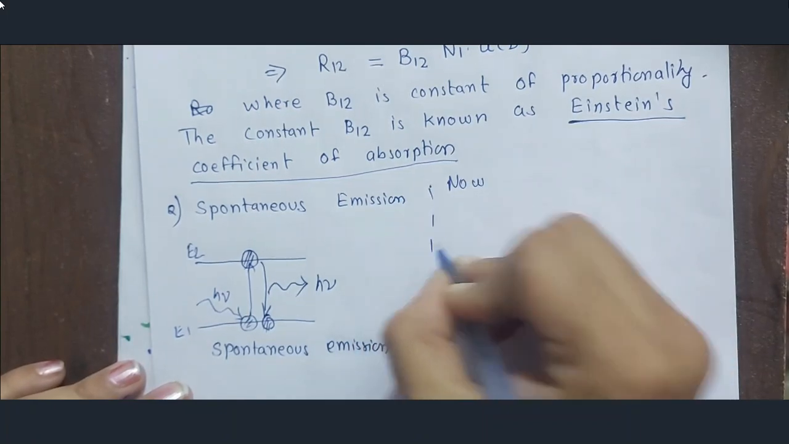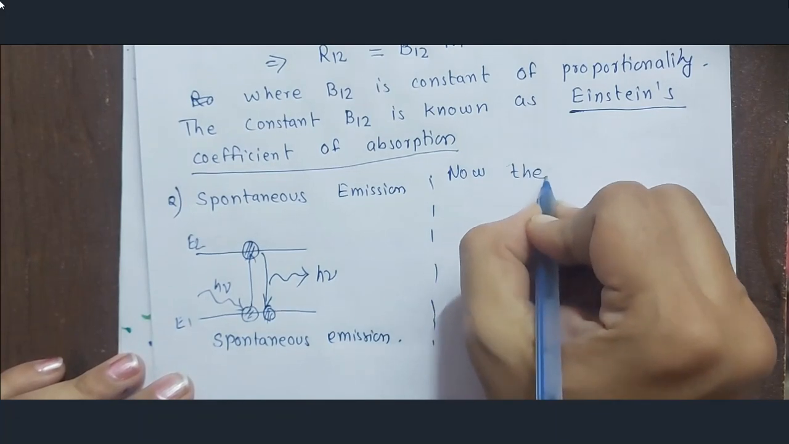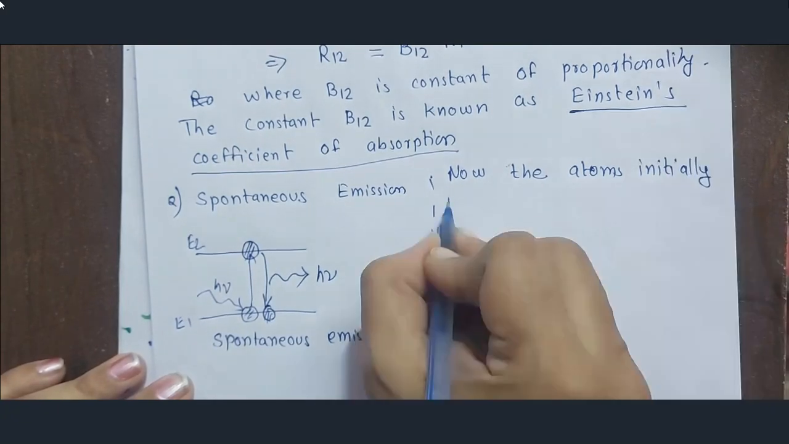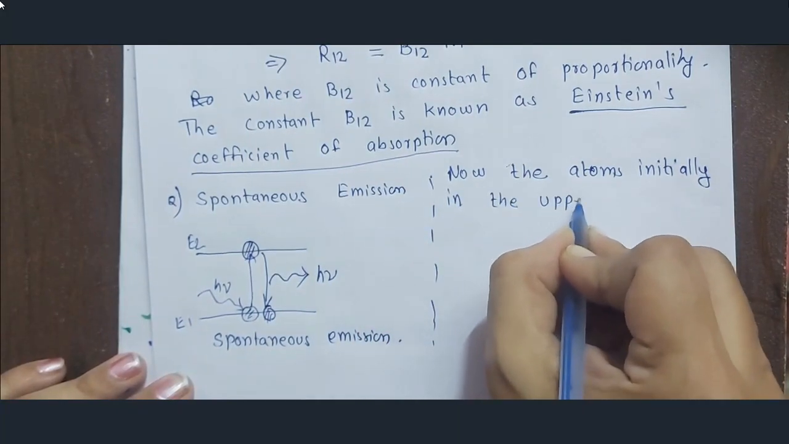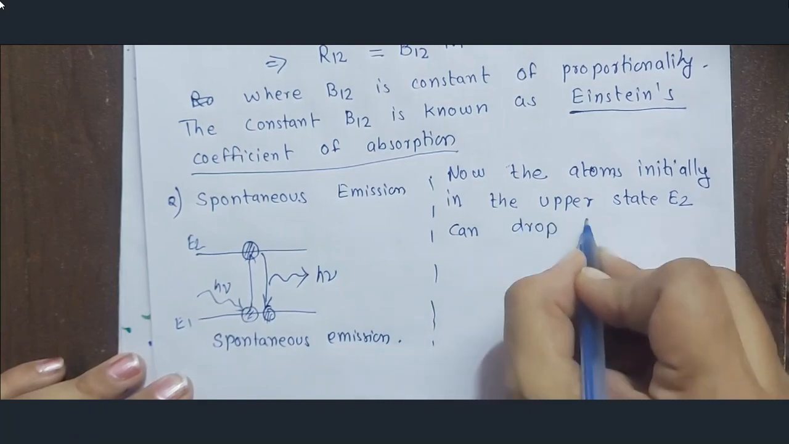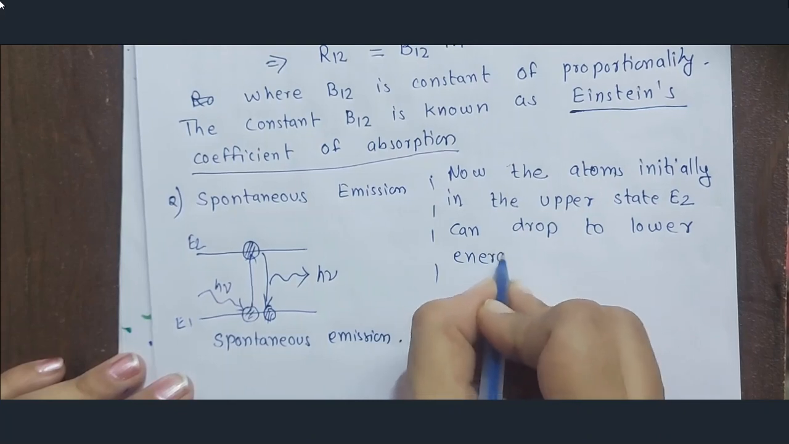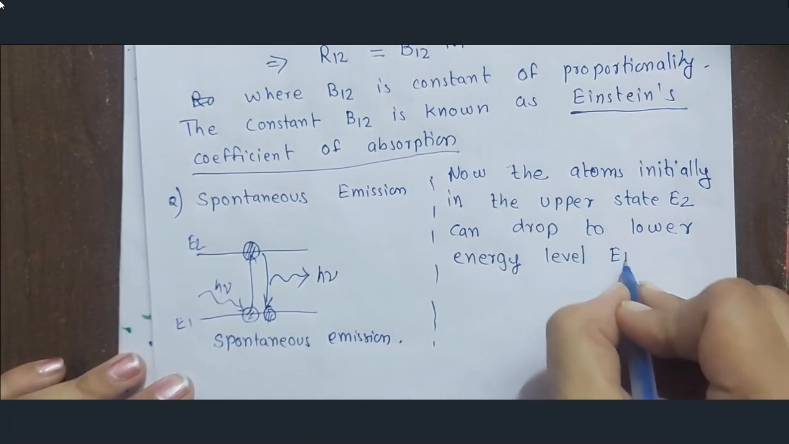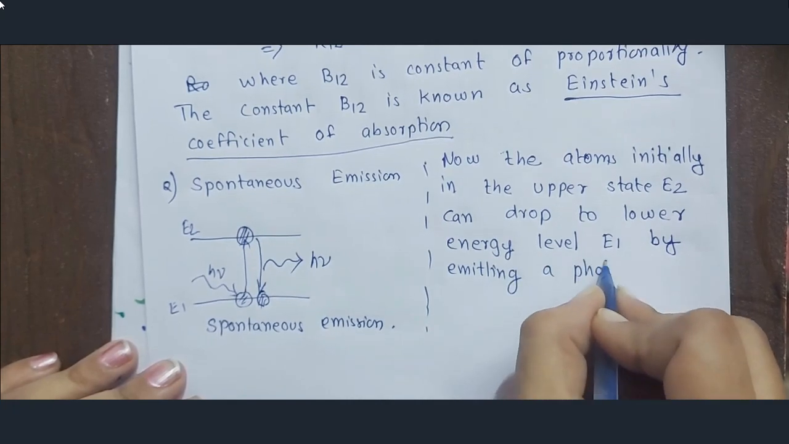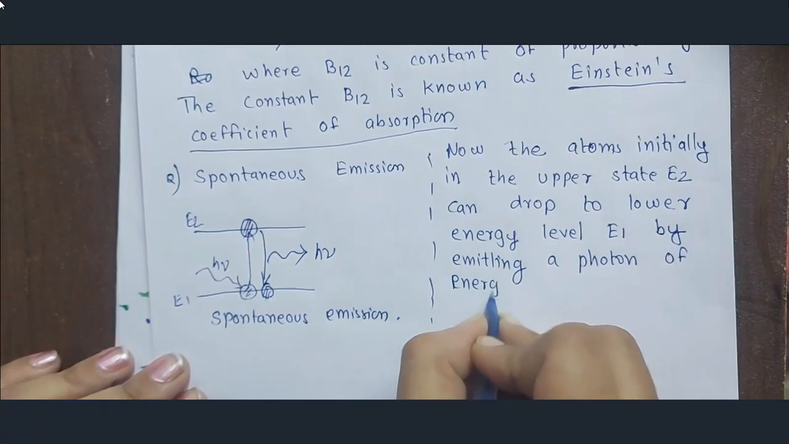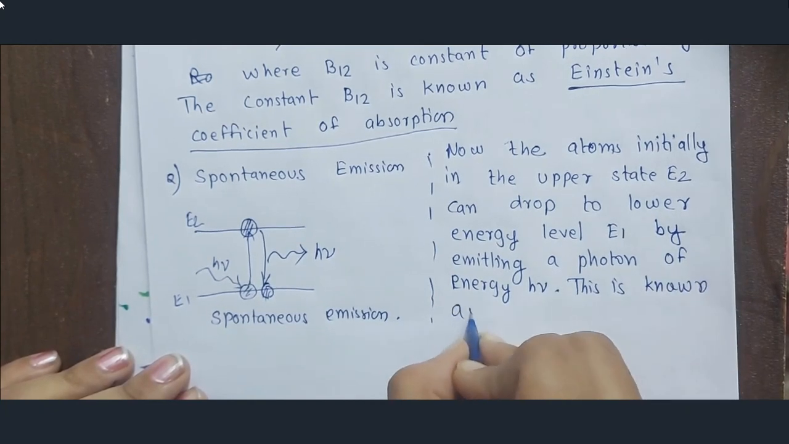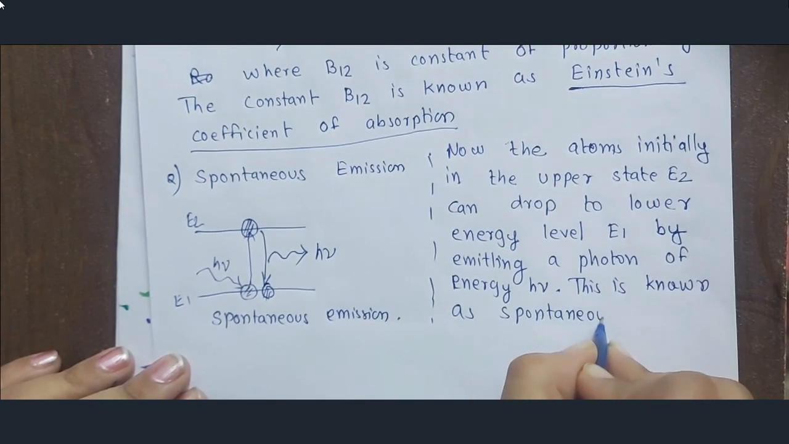सो नाउ द एटम्स, अभी कहाँ था, इनिशियली इन द हायर स्टेट, इनिशियली इन द अपर स्टेट E2, can drop to lower energy level even by emitting a photon of energy h nu. This is known as spontaneous emission.